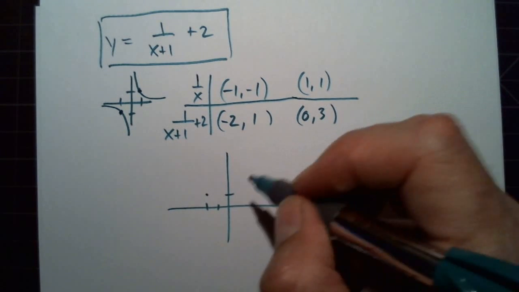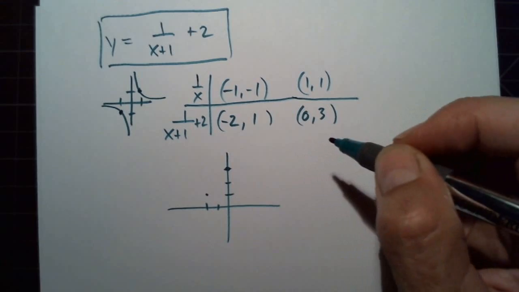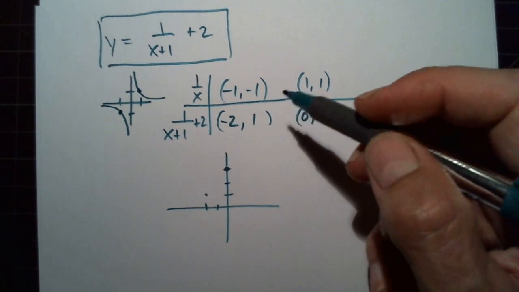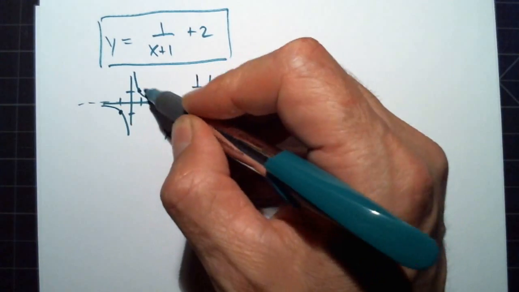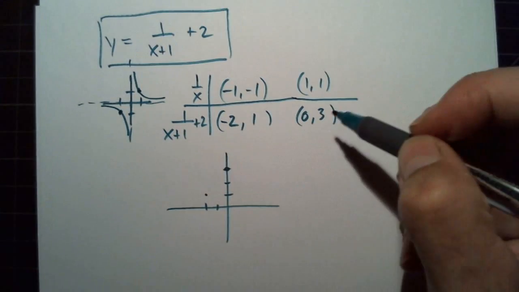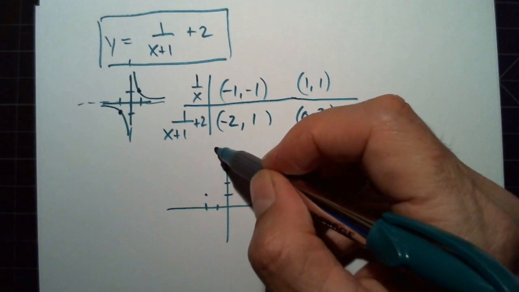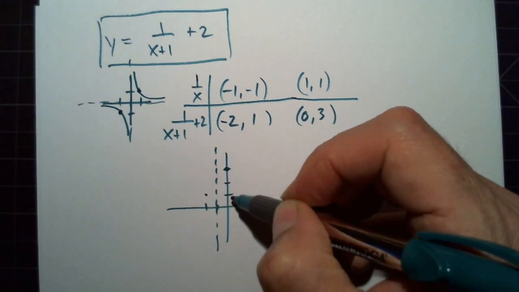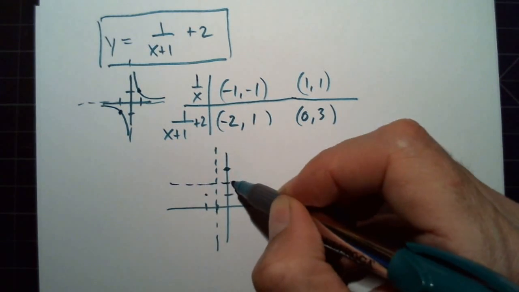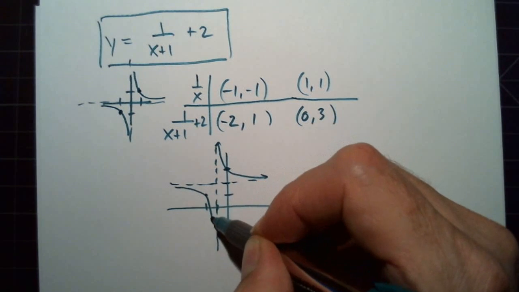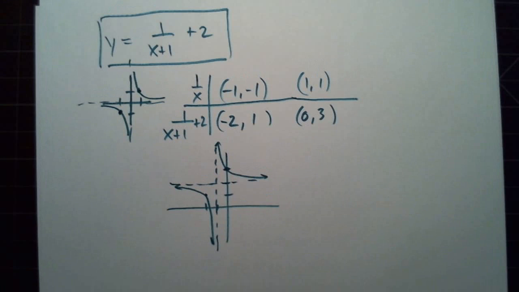-2, 1, 0, 3. It will also help to move the asymptotes. This has a horizontal asymptote and a vertical asymptote. We had a translation to the left, so let's put that right there. And a translation up. And we can see the transformed graph.